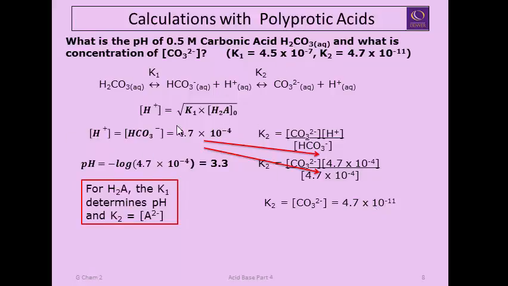So here's a generic way to think about polyprotic acids. The K1 determines the pH, and the K2 is always equal to the concentration of the deprotonated anion. So there's your go-to formula. To solve the pH, you basically just use the K1 and the original polyprotic acid concentration, and you can solve and derive the pH. All right, so you'll get some practice on that.